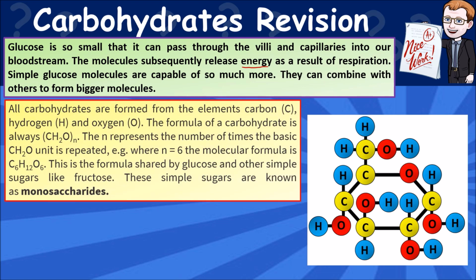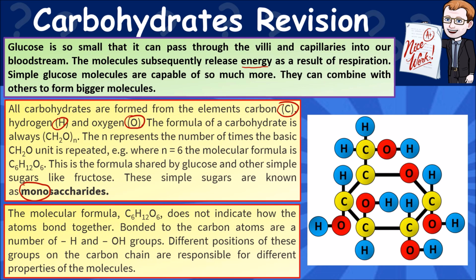All carbohydrates are formed from the elements carbon, hydrogen, and oxygen. So the general formula is CH2O in brackets with an n, and the n just represents the number of times that the basic CH2O unit is repeated. This formula is shared by glucose with other simple sugars, like fructose. Like we said, simple sugars are known as monosaccharides, mono just meaning one.